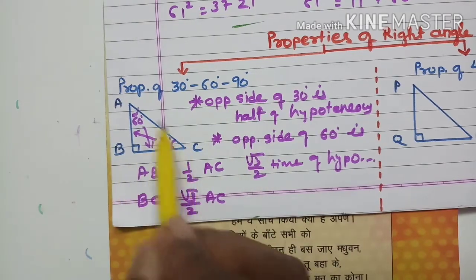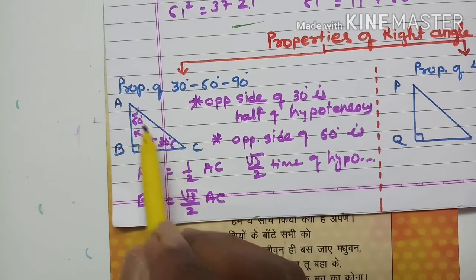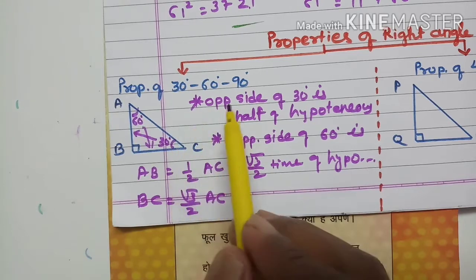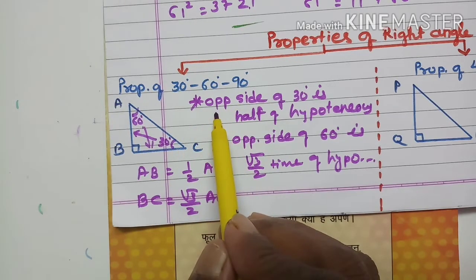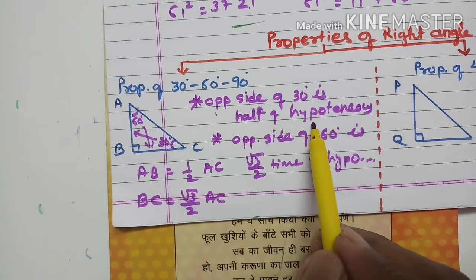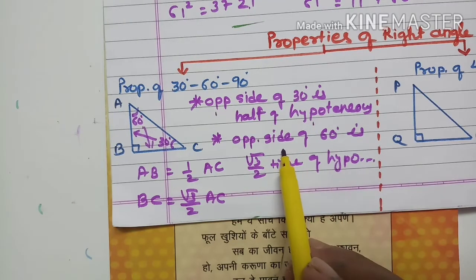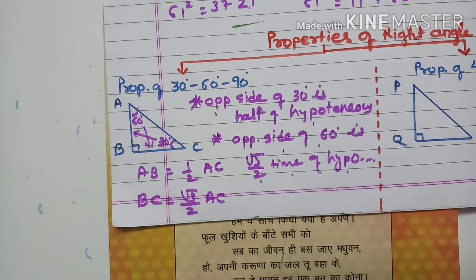In a triangle, if the angles are 30, 60 and 90, then the opposite side of the 30 is half of the hypotenuse, and the opposite side of the 60 is root 3 upon 2 times the hypotenuse.